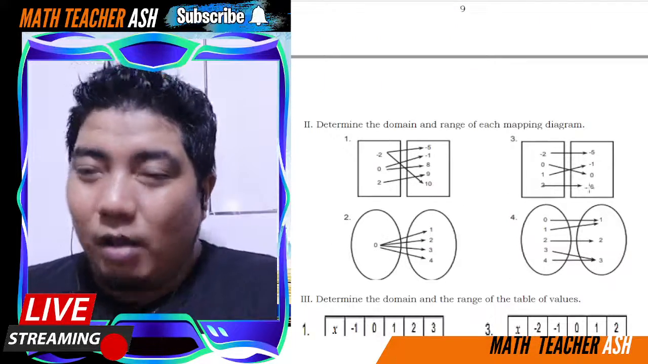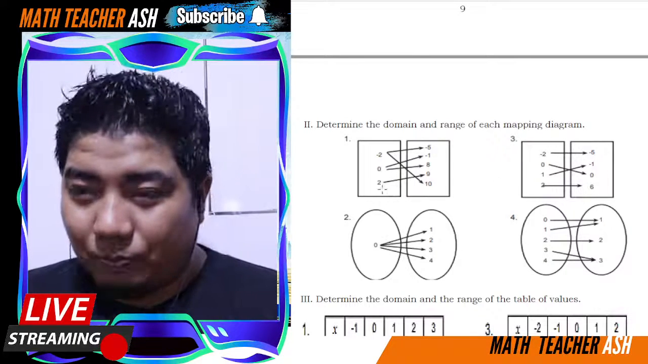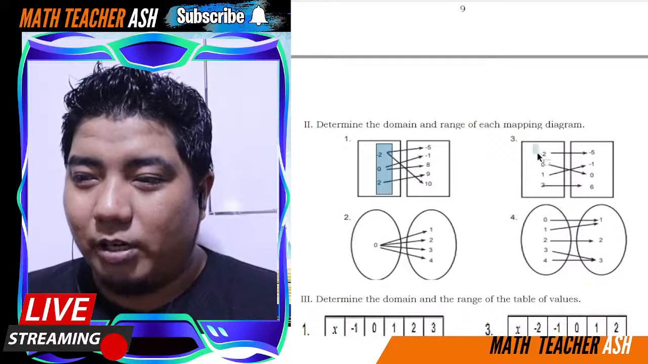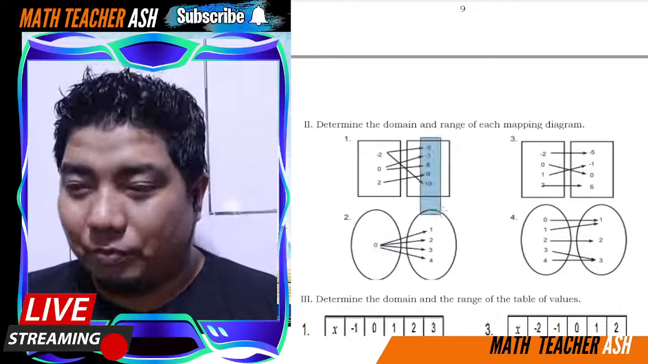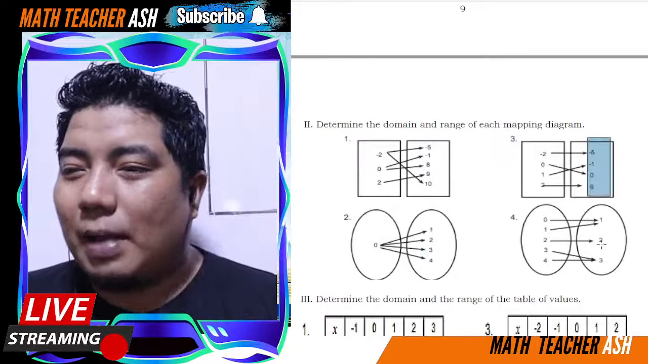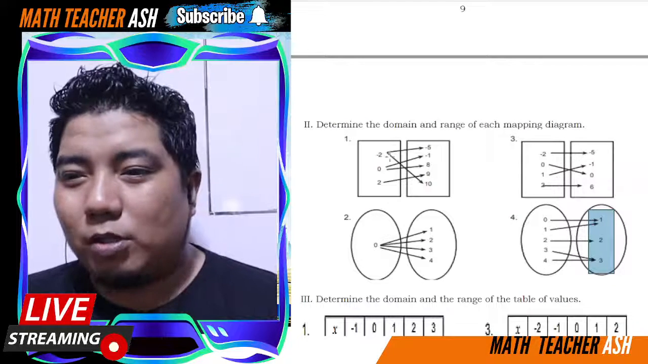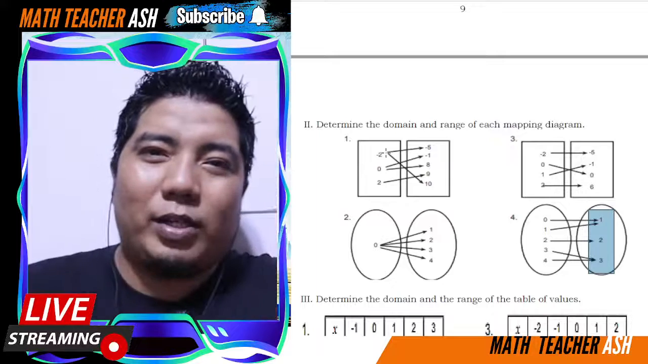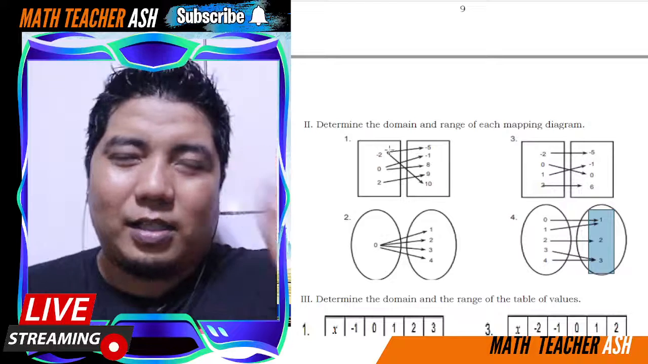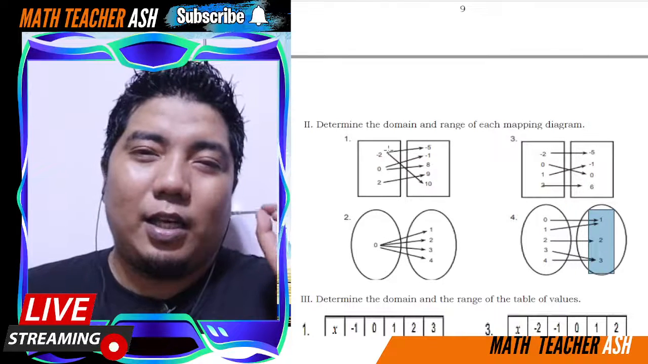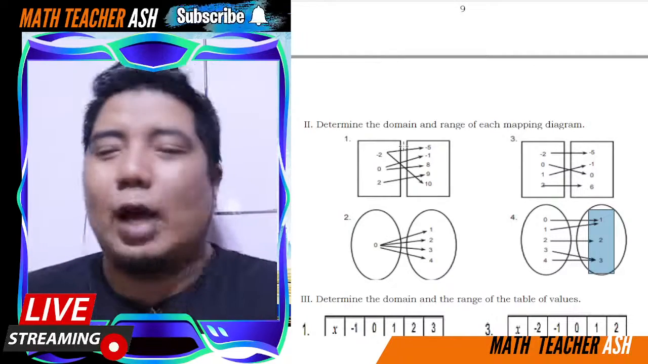Now, we have here, determine the domain and range of each mapping diagram. Of course, here are the domain, and the range. So, palagi ba talagang ganito? Yes, palaging ganyan because of the arrow. Okay? Why? Because the arrow will tell you, it will always start from the domain going to the range. That will also tell you that the start of the arrow is the independent variable, or that is the input going to the output. Alright.